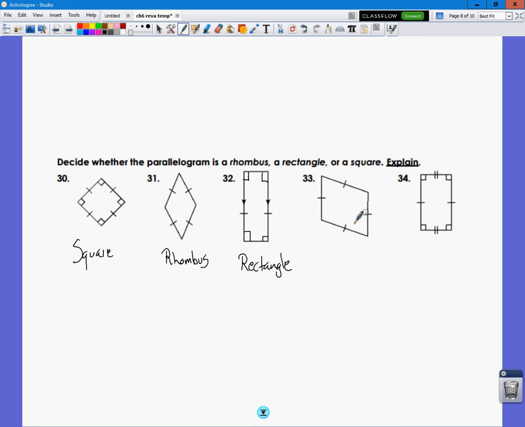Number 33, I see I have 4 congruent sides again. This is a rhombus. In number 34, I can see I have 4 right angles, but the other sides are not congruent, so this is a rectangle.